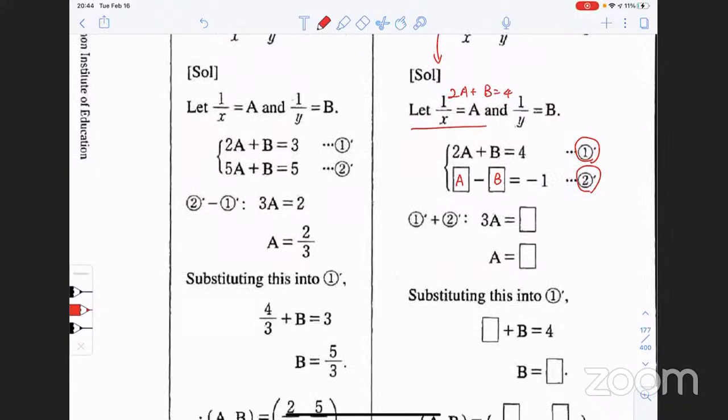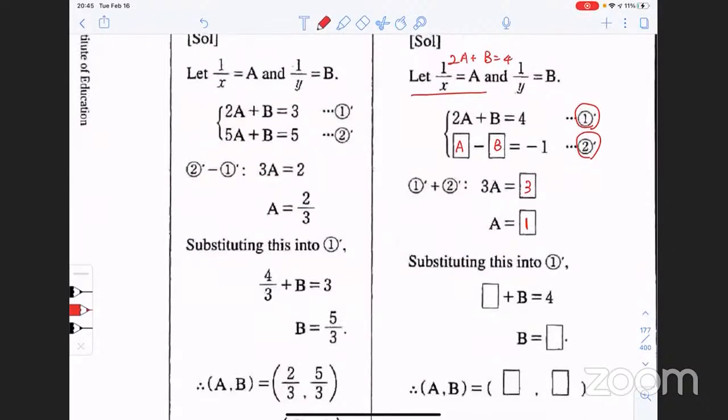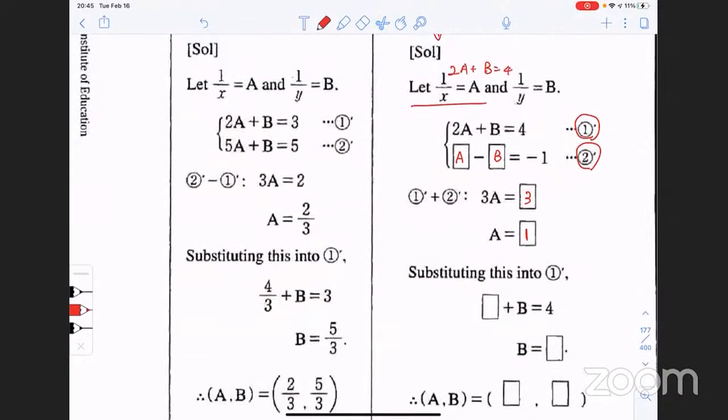If I add them together, then on the left side will be just 3a. On the right side will be just 3. And a is equal to 1. If a is equal to 1, we know that 1 over x is equal to 1, so x is equal to 1 as well, right? So over here, this is 2 plus b is equal to 4. Then b is equal to 2. So 1 and 2, right?